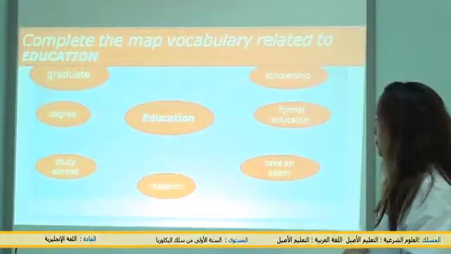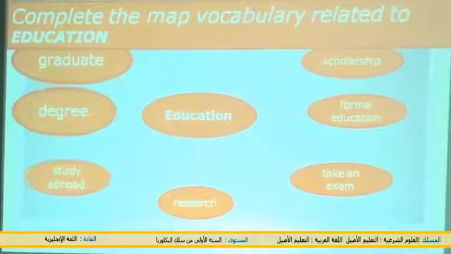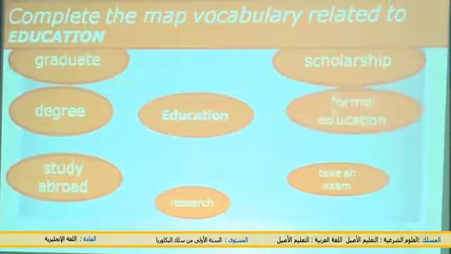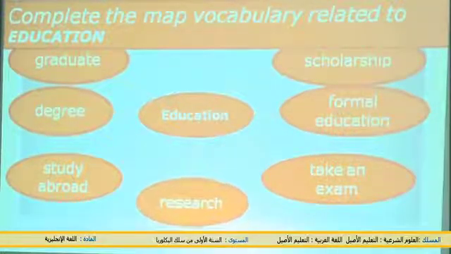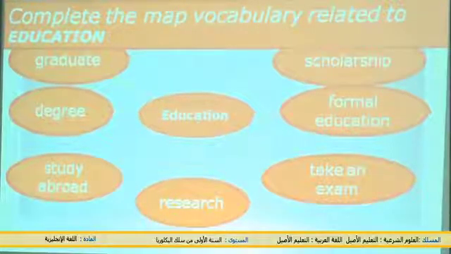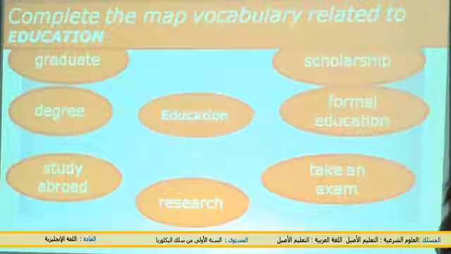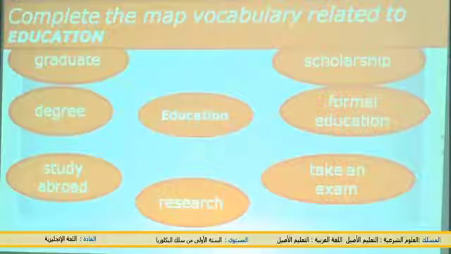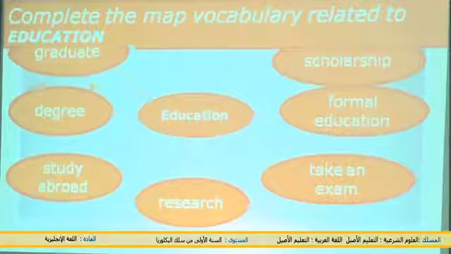So, as you can see, we're going to repeat the vocabulary: graduate, degree, study abroad, scholarship, formal education, take an exam, and we have got here another word, which is research. Remember that research can be conducted in a laboratory, while, for example, scientific students can conduct research about, for example, physics, chemistry, or biology.